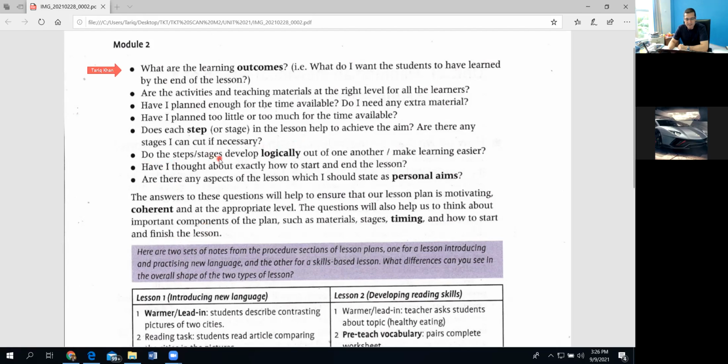Do the steps, the stages... Does each step or stage in the lesson help to achieve the aim? Are there any stages that I can cut if necessary? This we had discussed in the previous lesson, that you have to see whether all the stages are supposed to be followed, or some of the things you need to remove from it. So you have to see, for example, if the aim of the lesson can be achieved without following certain steps in that.